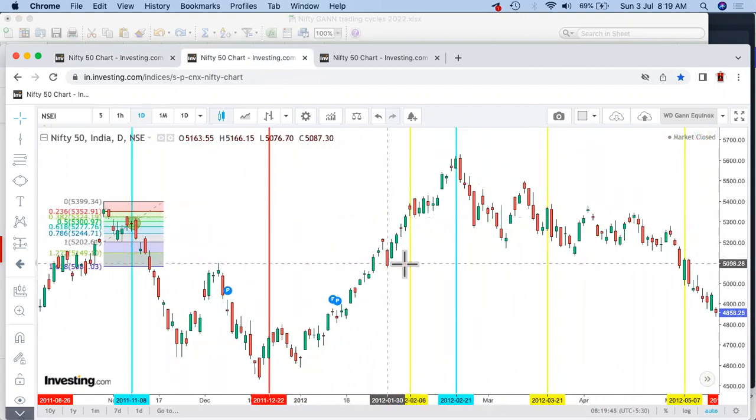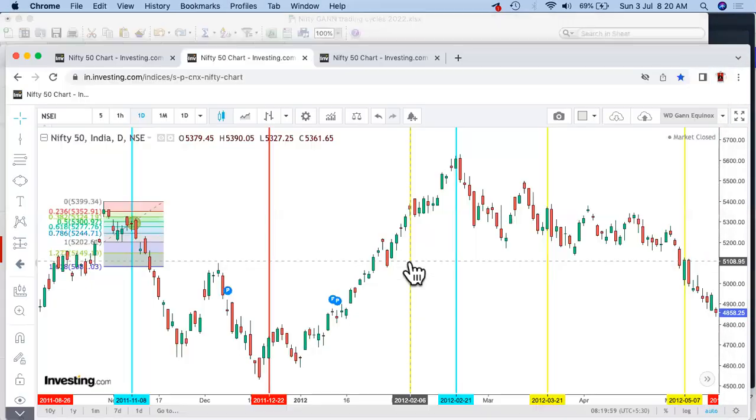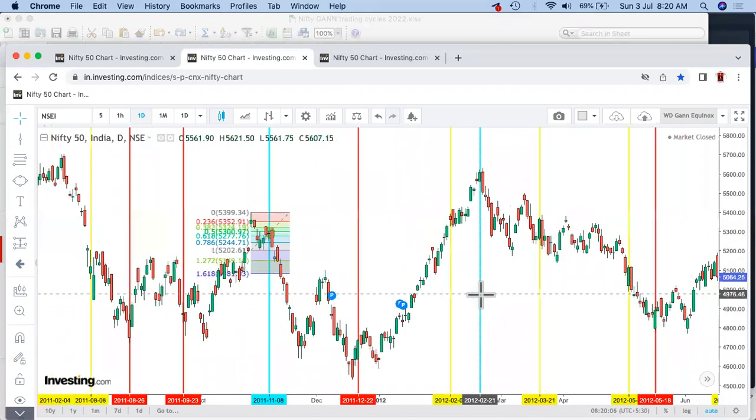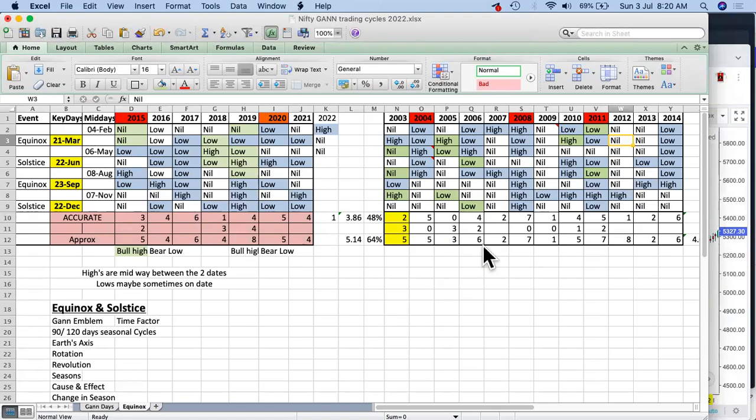And from here, the next date, which is 4th of February. 4th of February is not a date. So next date has been considered. That is 6th. Again, it is midway. So nothing has been considered. Nil. We go to the next date, 21st of March. 21st of March is again a high. All right, we get a high. So this has been marked as a high. All right, we'll again mark the same thing as high.